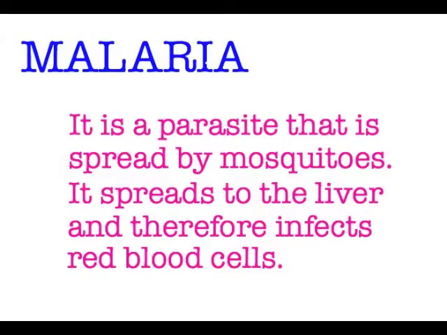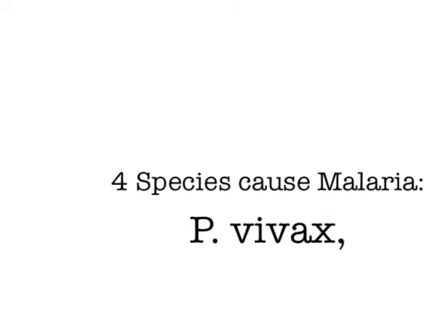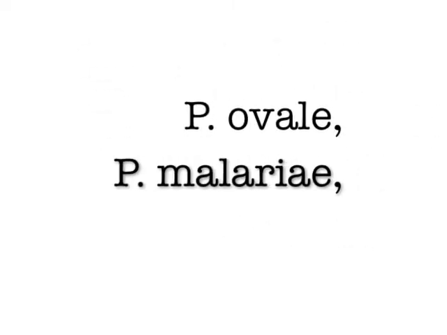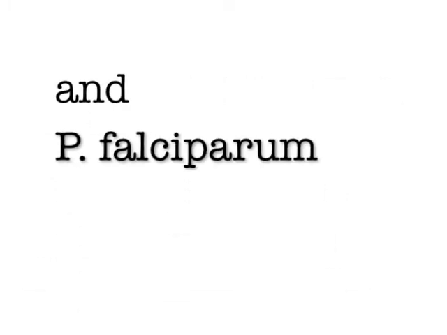Hey Josie, what's malaria? It is a parasite that is spread by mosquitoes. It spreads to the liver and therefore infects the red blood cells. There are 4 species that cause malaria: Plasmodium vivax, Plasmodium ovale, Plasmodium malariae, and Plasmodium falciparum.